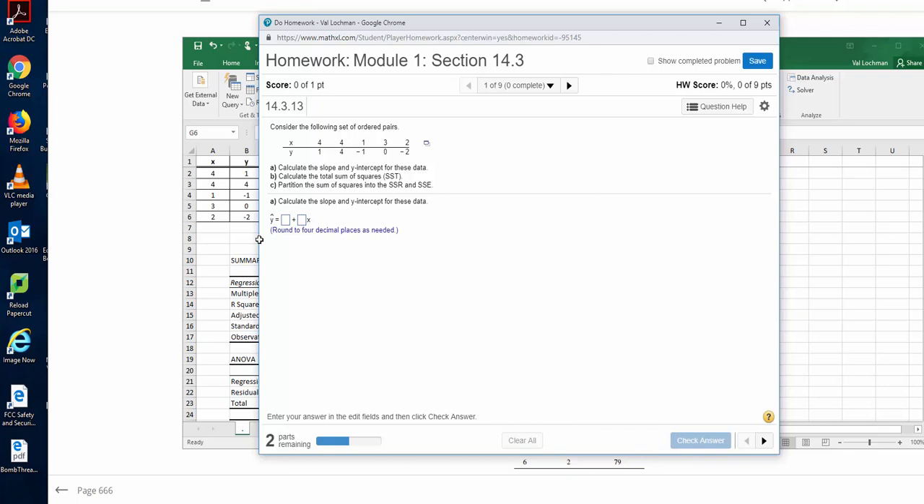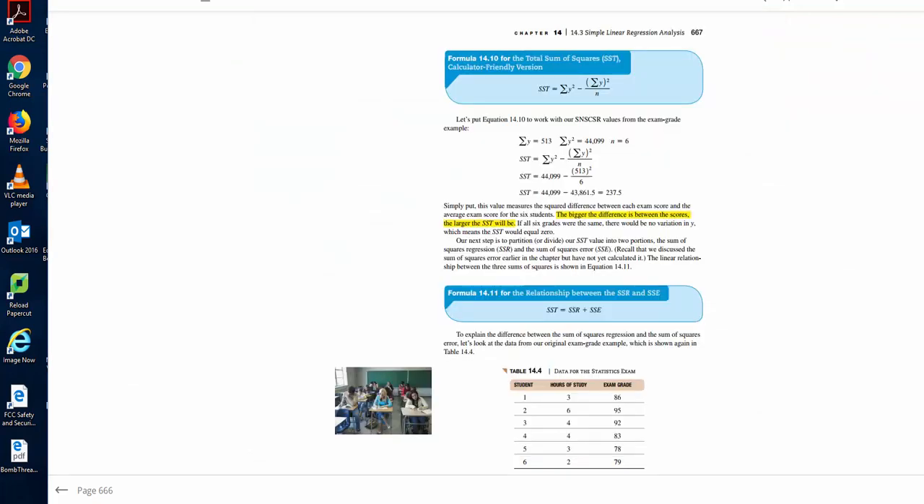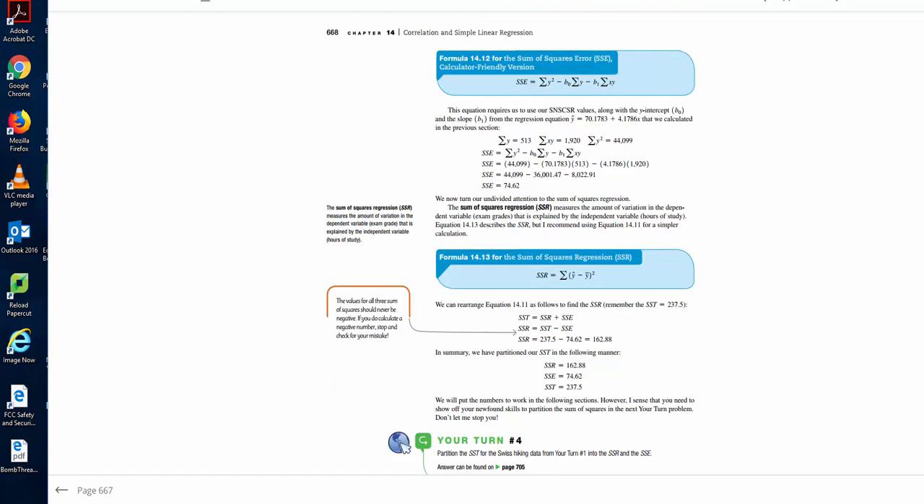Then it says partition the sum of squares into the SSR and SSE. Okay, when we go back to the text, on the next page you will see the formula for the sum of squares errors. Okay, that's this one right here. You don't need to memorize it, you can look it up. So what do we need? We need the sum of y squares, we need the y-intercept, the slope, and these other sums that we've already computed.